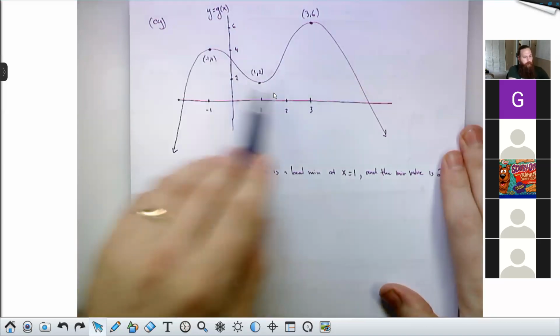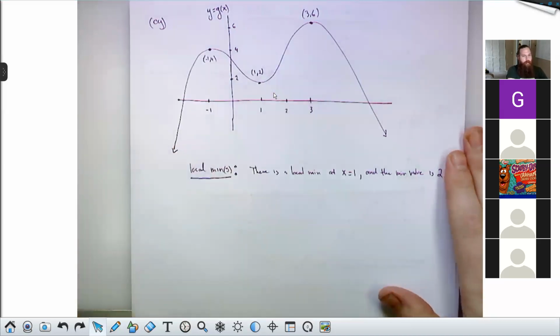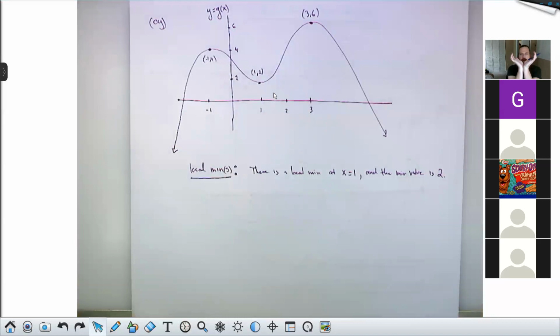And there are no other local mins here, right? There's no other place where the function kind of looks like this. If I zoom in anywhere else along here, I don't see myself at the bottom of any valleys or anything like that.